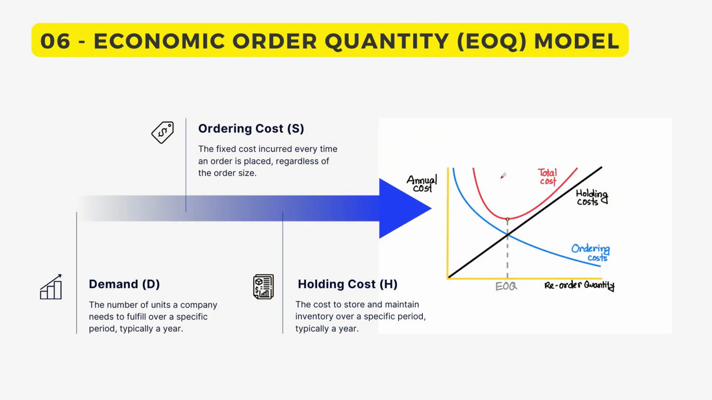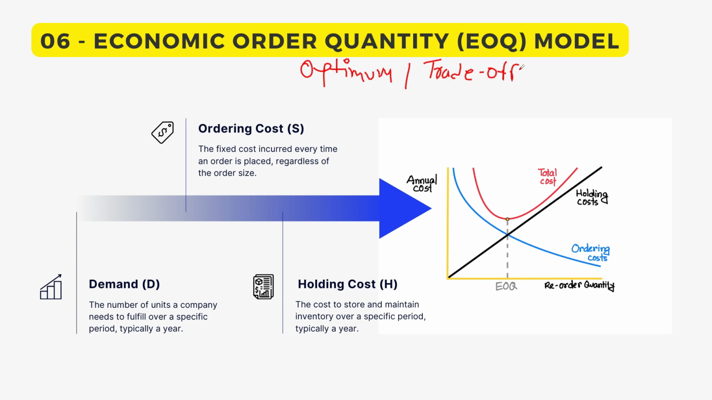Economic order quantity is a mathematical model used in inventory management to determine the optimum order quantity that minimizes the total cost of ordering and holding inventory. EOQ helps businesses balance the trade-off between ordering cost and holding cost, ensuring that inventory is replenished at the most cost-effective level.